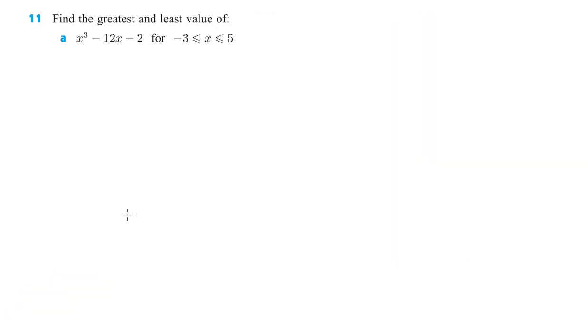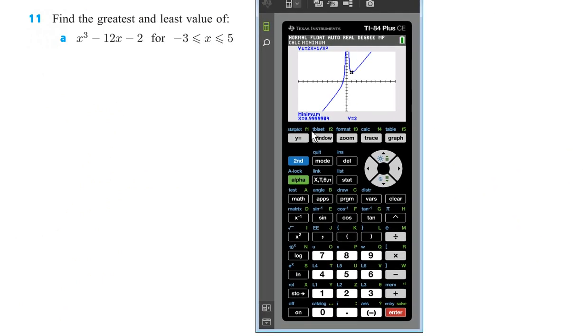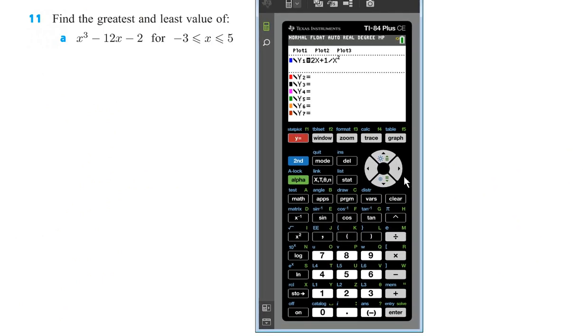One more. We're going to look at 11. Find the greatest and least value of this in this interval. Probably our easiest way to do that is we can just plug this into the y equals, plug this into our graph here and find our minimum and maximum value, well, sorry, the greatest and least value on that scale there.